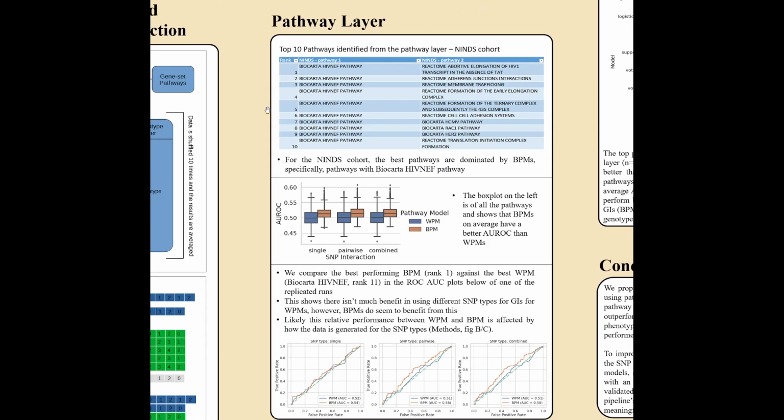Here are the top 10 pathways identified from that pathway layer for the NINDS cohort. Notably, they are all dominated by BPMs, of which the BioCarta HIV NEF pathway is in every single one of the top 10.